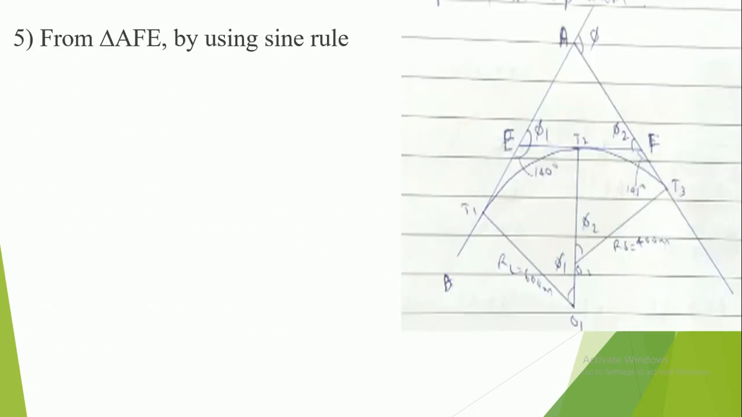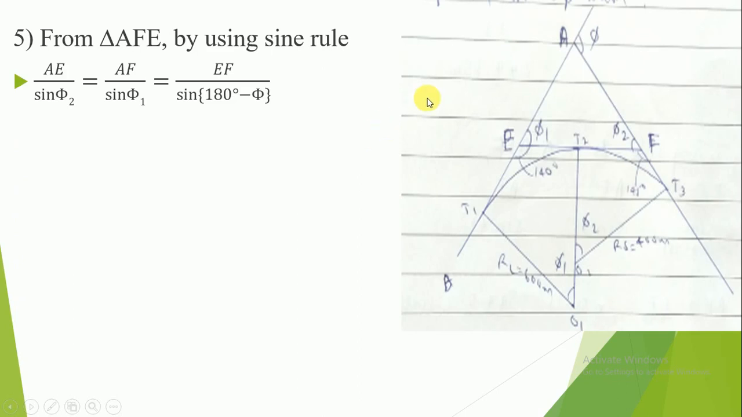So now we are going to apply the sine rule in the triangle AEF. As discussed before, unless and until we know the distance AE, we will be unable to calculate the chainage of T1. So now we have found out the distances T1E, ET2, T2F, and FT3. Now we will apply the sine rule: AE upon sine phi 2, the opposite angle, AF upon sine phi 1, that is opposite, and EF upon sine of 180 degrees minus phi, that is this angle.